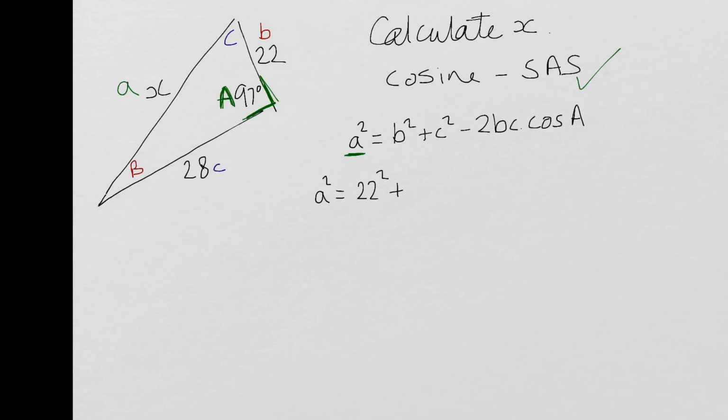So a squared is equal to 22 squared plus 28 squared minus 2 times by 22 times by 28 times by cosine of 97. And again, be really careful here because some people really do make that mistake of typing sine into their calculator just out of habit rather than cosine. So make sure you are using the correct trig function.